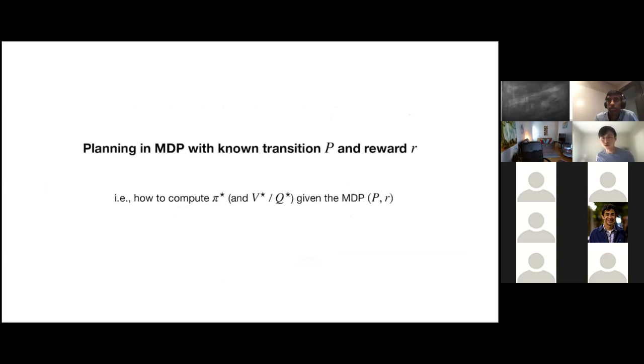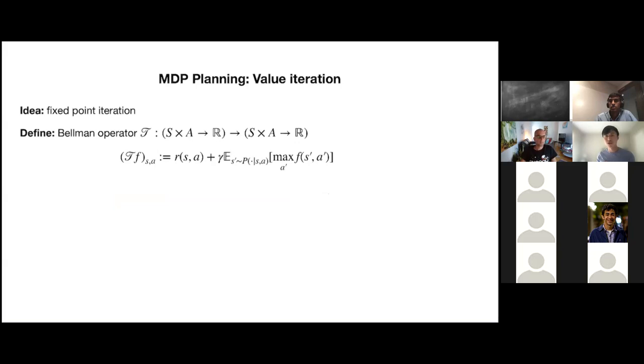Okay, so now we're going to move on to two planning algorithms. By planning, I mean, if we know the transition P and we know the reward function R, how can we search for the optimal policy pi star? We know that there exists one. How can we find it? There's no learning involved at this moment. It's just a planning and computation problem. All right, so the first algorithm we're going to talk about is value iteration.